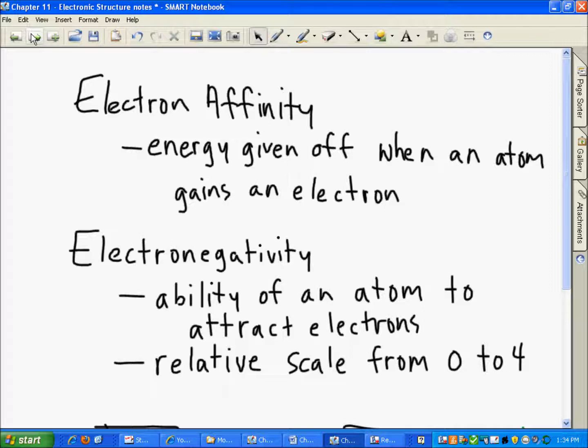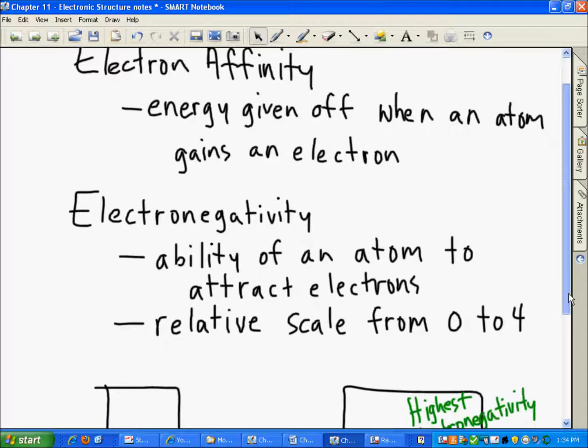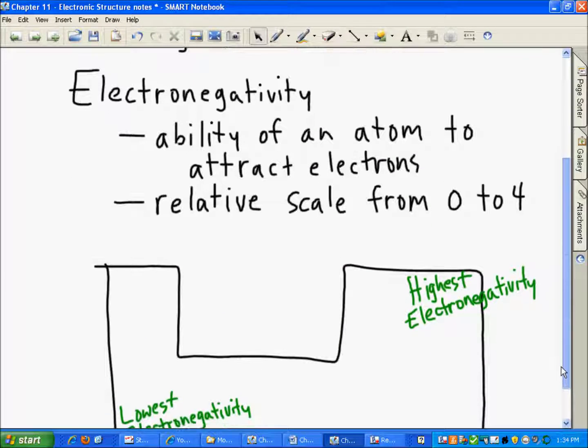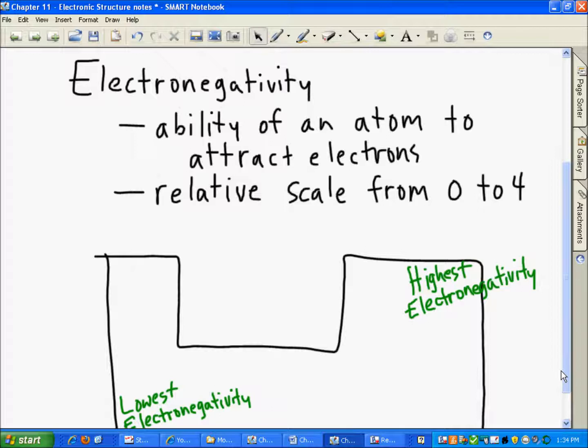And we could do the trend for electron affinity, but we're not. Instead, we'll do the trend for electronegativity, which is in fact very similar to electron affinity. Electronegativity is the ability of an atom to attract electrons, and it's actually on a relative scale. So they don't give the exact number for energy. It's a relative scale just from 0 to 4.